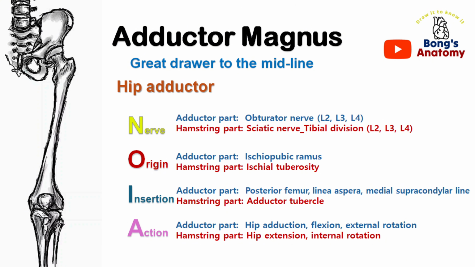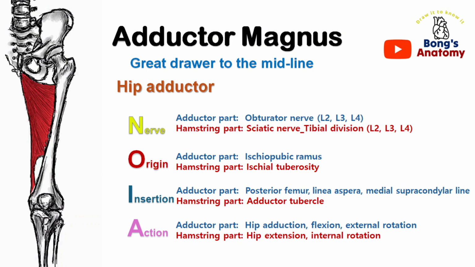Adductor magnus means great drawer to the midline. It is so huge, it has two parts. The adductor part is innervated by the obturator nerve, but the hamstring part is innervated by the sciatic nerve, tibial division. The adductor part originates from the iliopubic ramus and inserts into the posterior femur, linea aspera, medial supracondylar line, mainly on the femoral shaft, to give the adductor function.